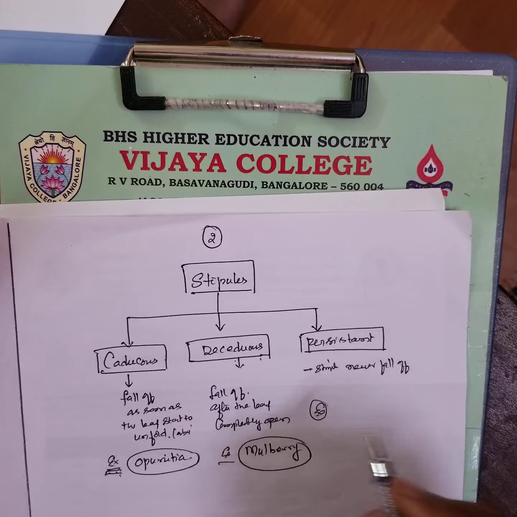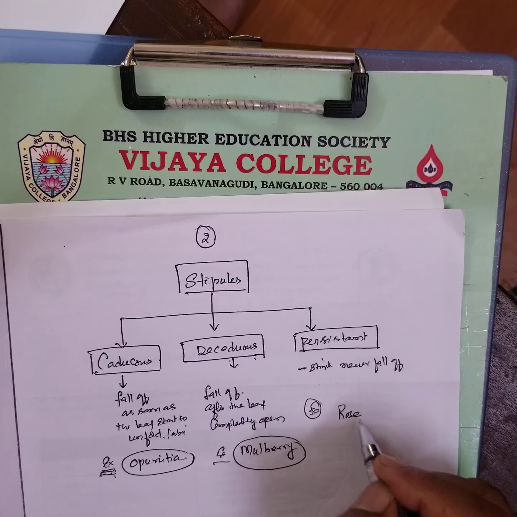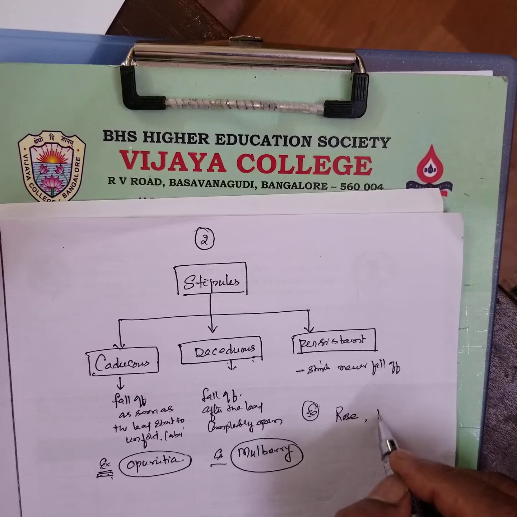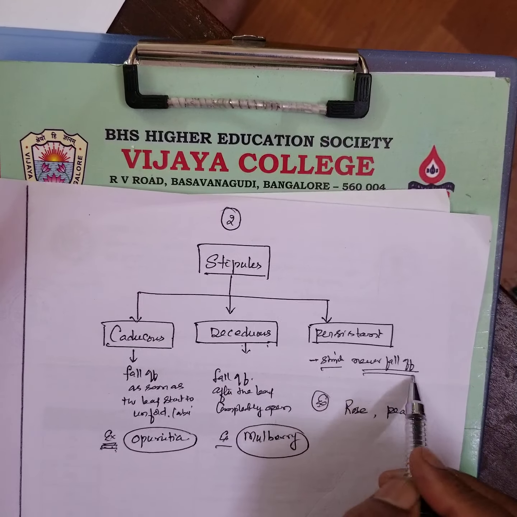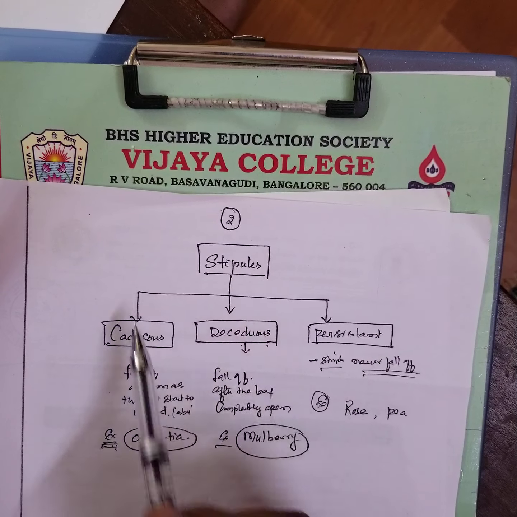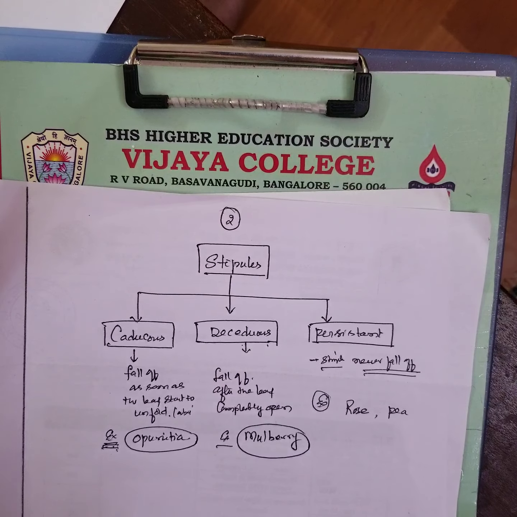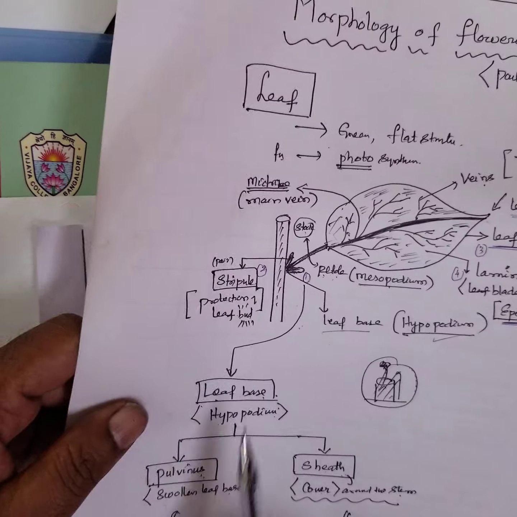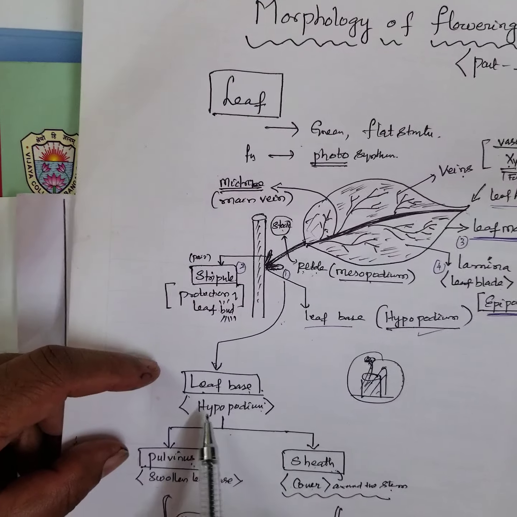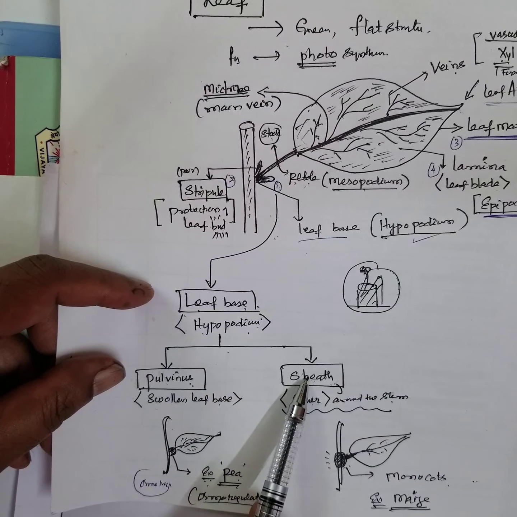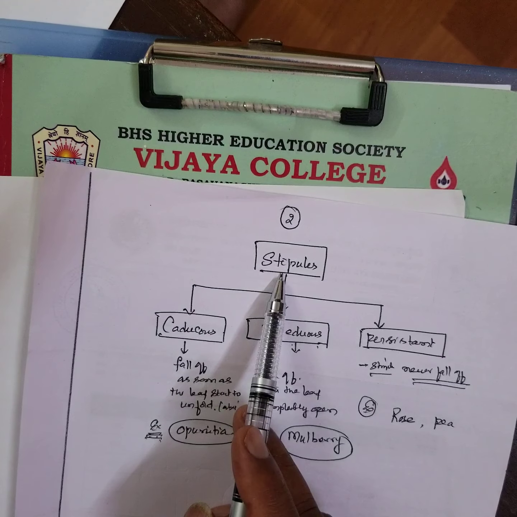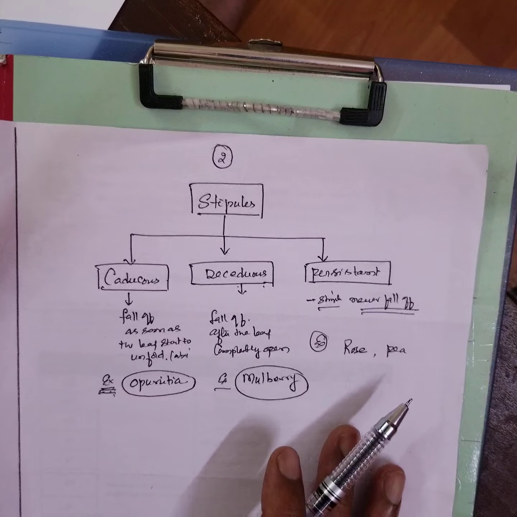Example, rose leaf, pea plants and all that. It will never fall. Therefore, there are three types of stipules we discussed. See, the leaf base, the hypopodium, how many modifications? There are two modifications. Now, how many modifications for stipule? There are 5 modifications.